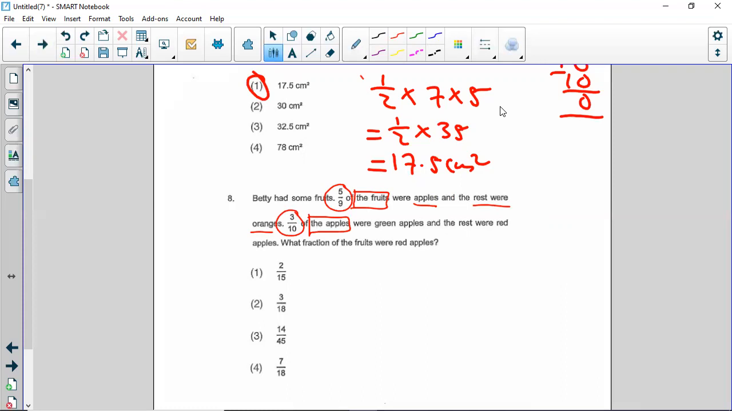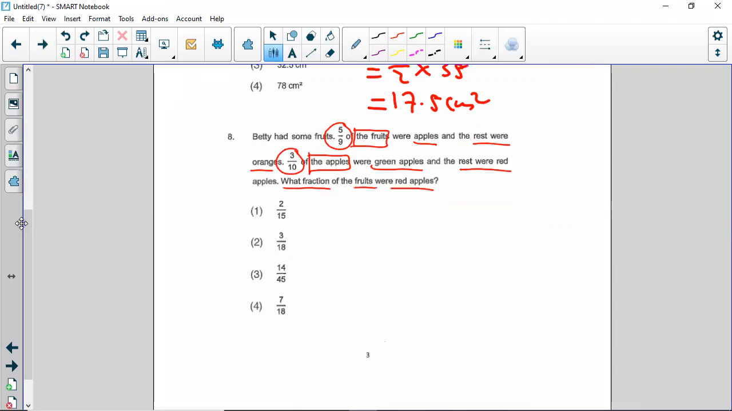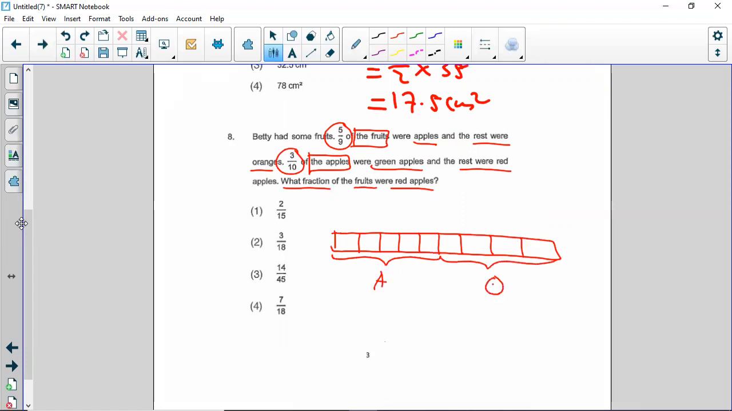Okay, so understand that. So 3/10 of the apples were green and the rest were red. What fraction of the fruits were red? I don't know how to do, so how? I draw the model. You look at the first fraction, which is talking about the fruits, cut into 1, 2, 3, 4, 5, 6, 7, 8, 9, and 5/9 were apples and the rest were oranges. Got to label your model.